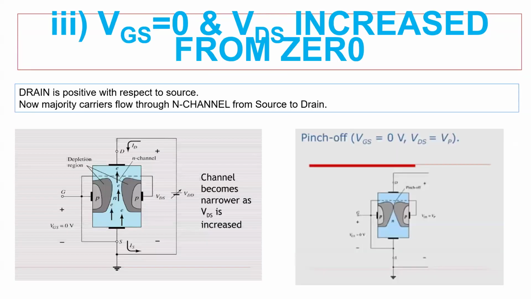Now VGS is 0 and VDS is increased from 0. See this diagram as per your previous discussion. It is increased and makes contact, which makes the channel cut off.